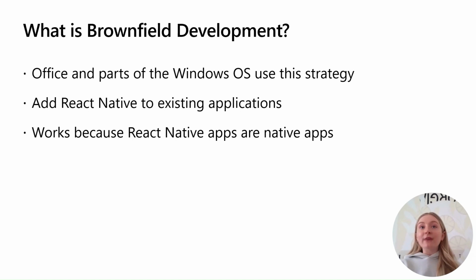It's called brownfield development, and it's a strategy teams like Office and parts of the Windows operating system are using today to ship React Native experiences and features inside their existing products. In contrast to the fresh standalone app that we built in part 1, brownfield development is the strategy of adding a React Native view to an existing application. Brownfield development with React Native is possible because React Native apps are native apps. As a result, developers can embed a React Native view inside the visual tree of a larger existing Windows application. Let's take a look at this in action in our final demo.